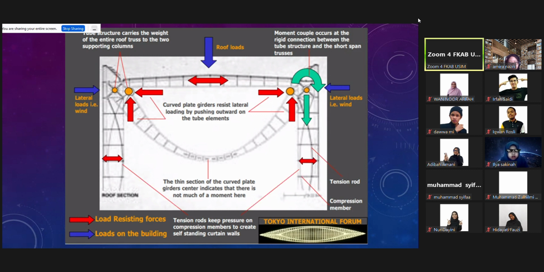This is one idea, the way we identify the forces. On top here, you see the moment couple occurs at the rigid connection between the tube structure and the short span structures. So a lot of moment happens here, the pressure is high here. The tube structure carries the weight of the entire roof to the supporting columns. So the whole roof is one big tube structure here. This is an innovation in structure design, beyond the normal kind of beam and column.